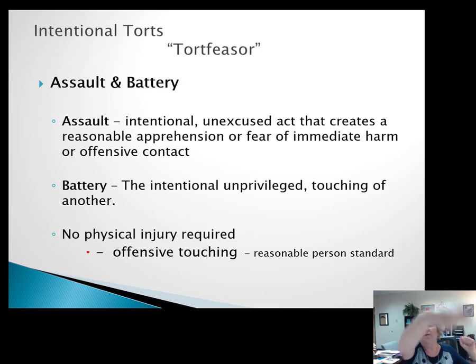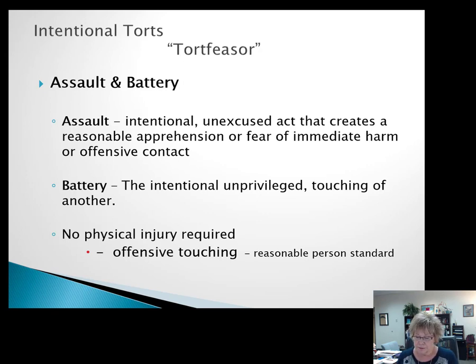He's mad and he takes that knife and he's kind of whipping it right in front of her nose. What has he done? What tort? Assault. Assault only. But if he then whips that around and he cuts her on the cheek, now he's committed an assault and a battery.